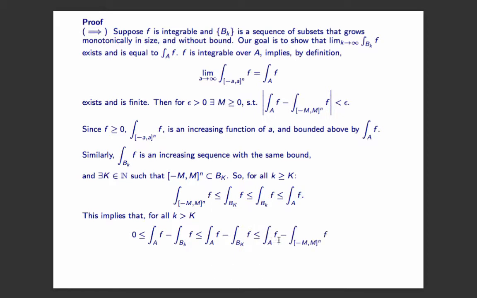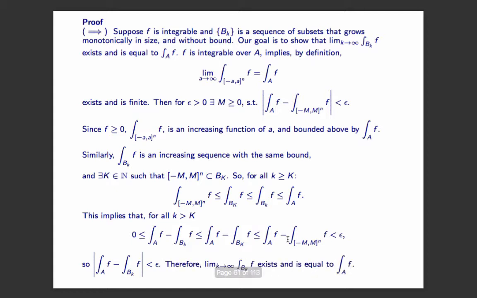the integral of f over A minus the integral of f over the m cube, and we've already established that that's less than epsilon. So it follows that the integral of f over A minus the integral of f over B little k is less than epsilon for all little k greater than big K. Well, that's the definition of a convergent sequence.